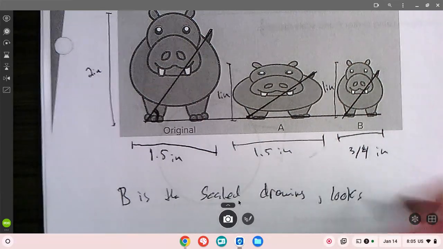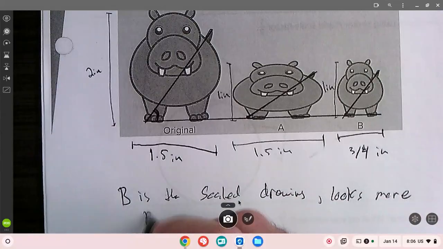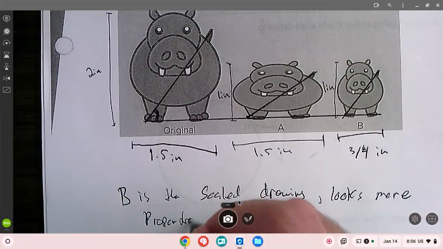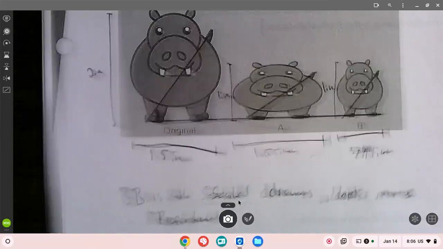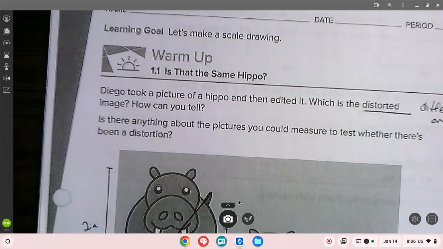It looks more proportional. Okay, and we've done a lot of solving proportions, right? So the name has to match with that. Okay, so that means that our A is the most distorted image. It is not closest to the original. Alrighty, so we're going to use this information and this idea of scale drawing and being proportional to go ahead and look at more and introduce us to dilations.